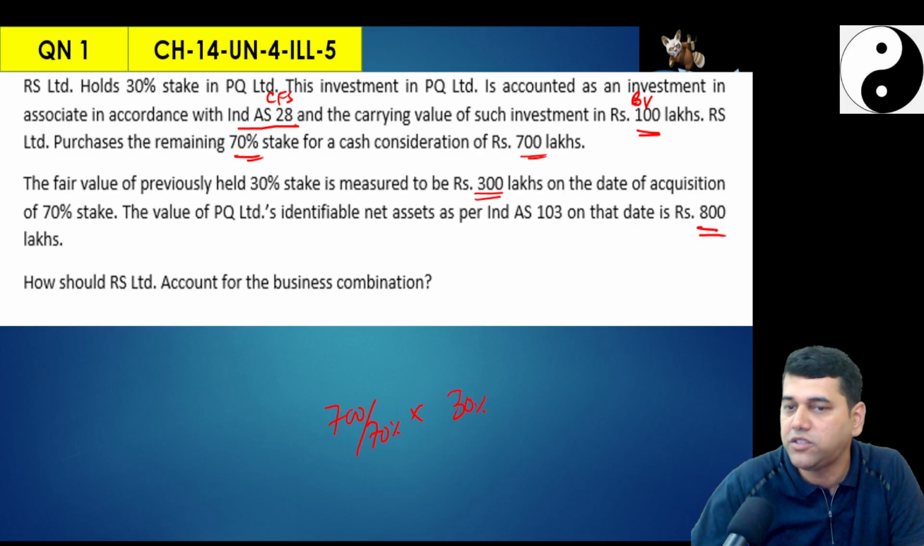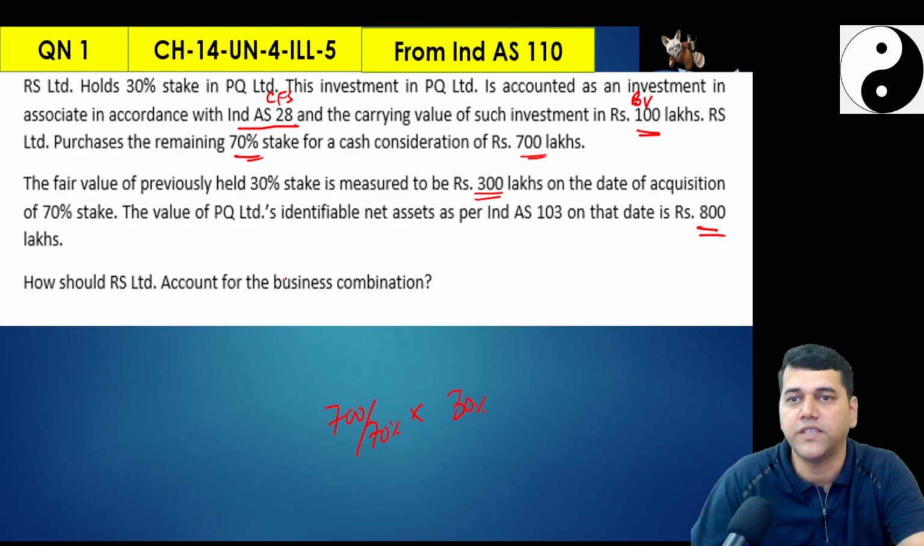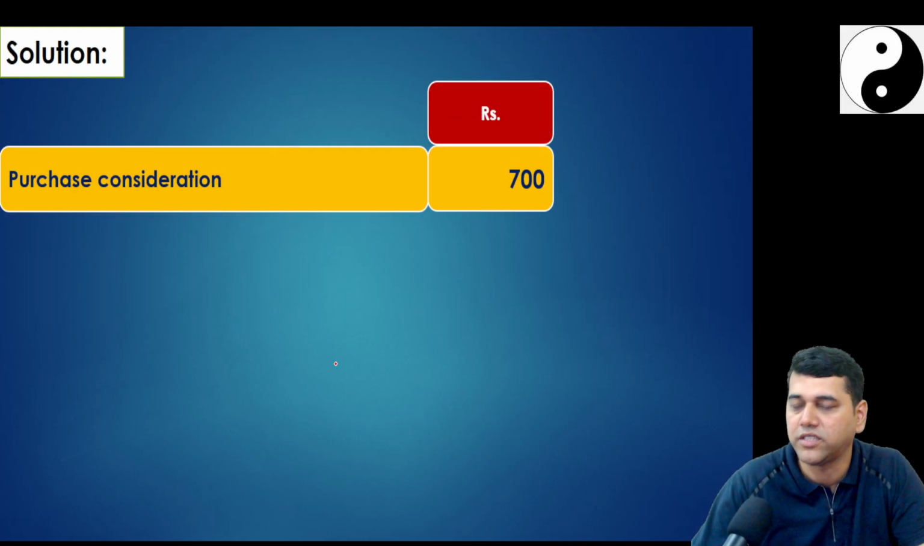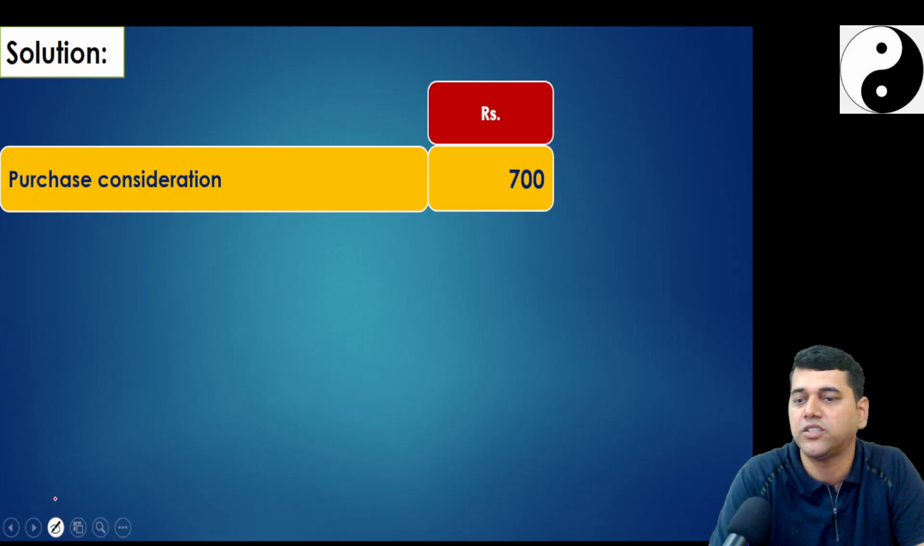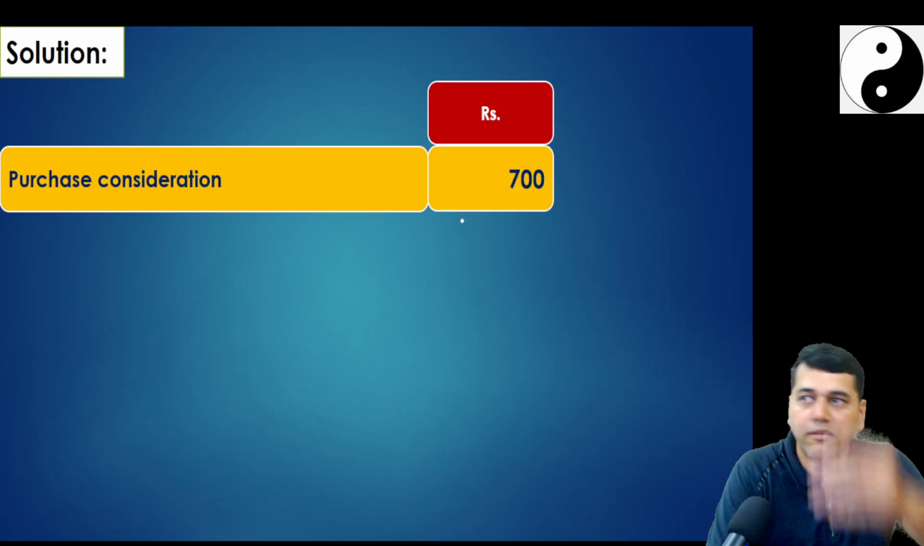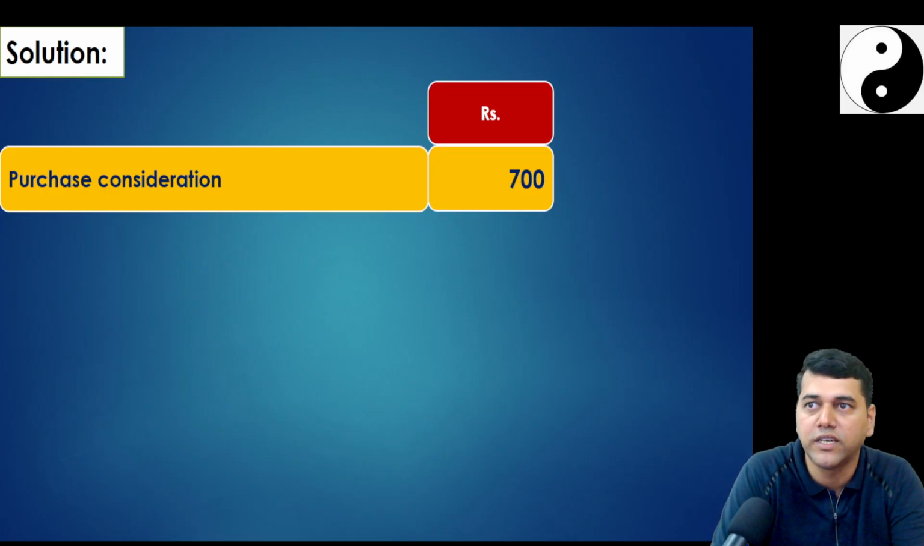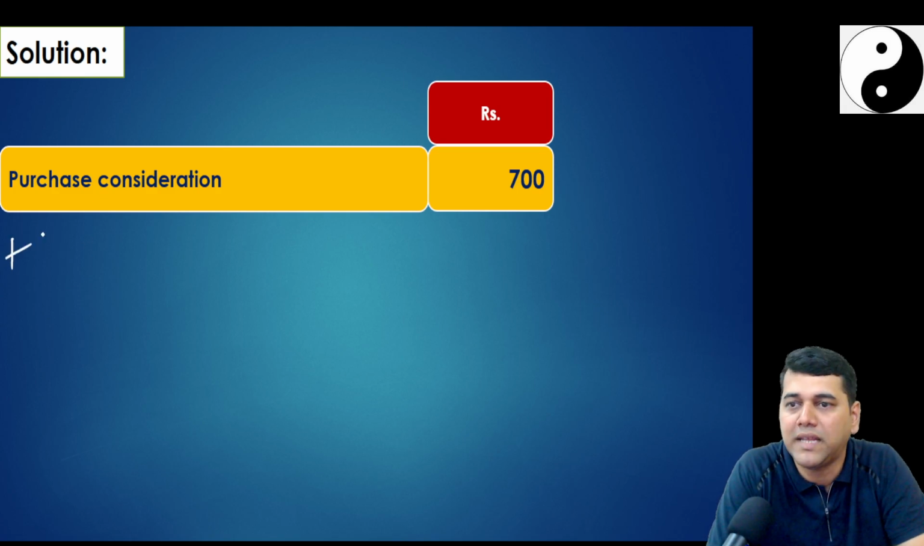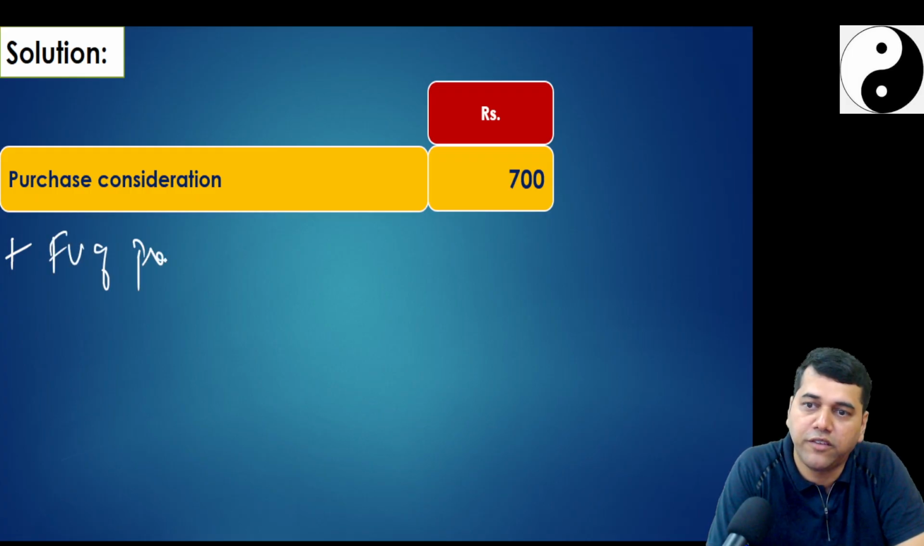So how should this business combination be accounted? Okay, first we will calculate the purchase consideration. What is your purchase consideration? See, I will go with this manner. I will always deduct the fair value of net assets at the end. If you want, you could have done the reverse format. Plus, is there any fair value of previous equity?